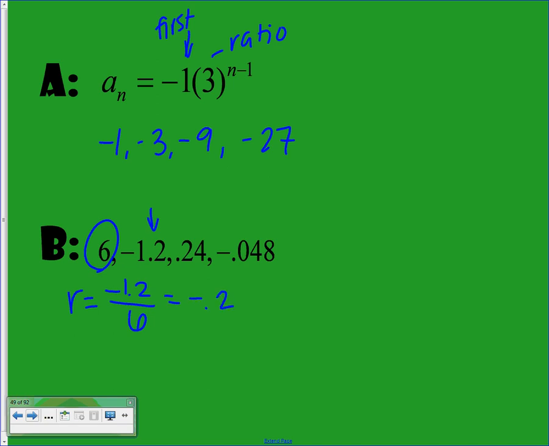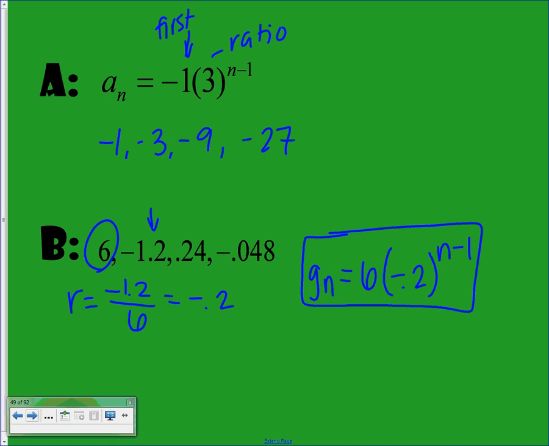So I have my first term and my ratio, so now I just plug them into my formula. My formula says G sub n equals G sub 1, which is our first term, which is 6, and then in parentheses our ratio, which we found was -0.2, to the power of n minus 1. Just plug in those two values and we're all set.